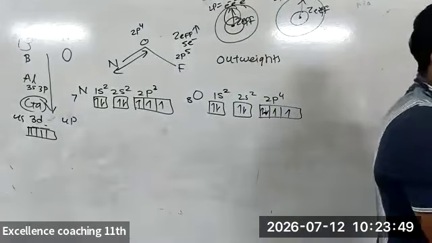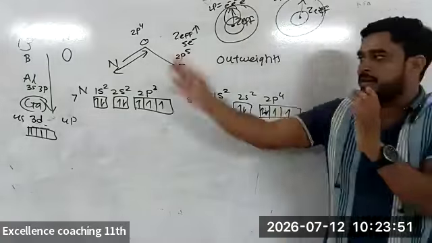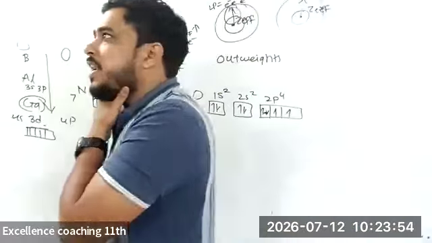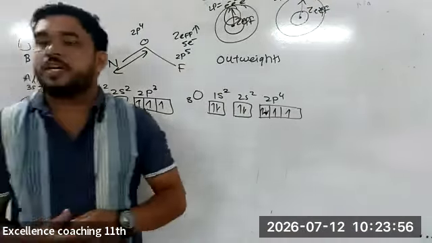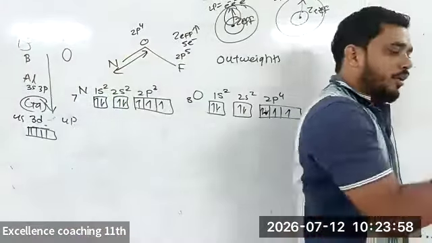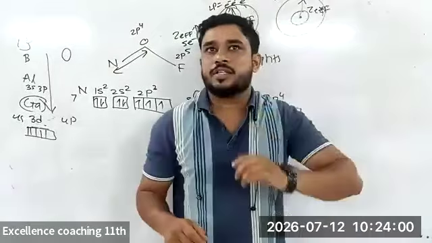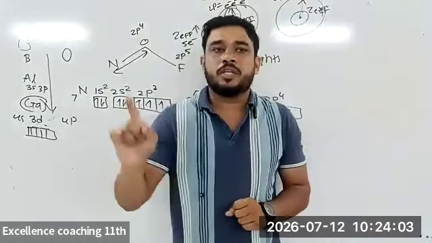Distance from the center of the nucleus to the outermost shell. So down the group, atomic radius increases, because the number of shells increases. Across the period, it decreases. Across the period, what was the first point?